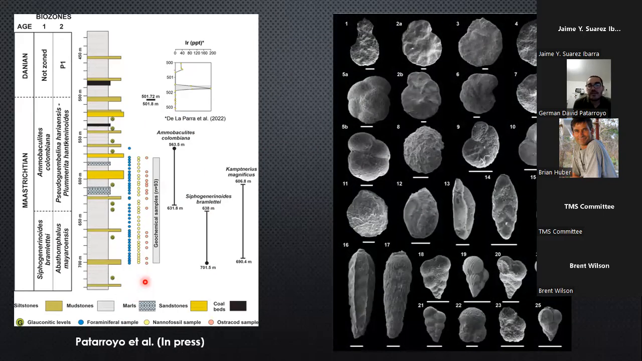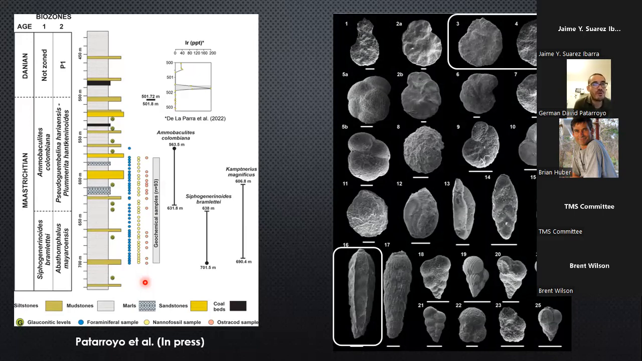In general, the foraminiferal assemblages in Diablito are dominated by benthics. We were able, of course, to recognize the 2 markers, Siphogenerinoides bramlettei and Ammobaculites colombiana. But in general, the preservation was not so good. It was moderate in most of the samples, I have to say that. The planktics were mostly dominated by Heterohelix, Rugoglobigerina cretacea. This kind of information is telling us about the particular paleoenvironmental conditions of this area.